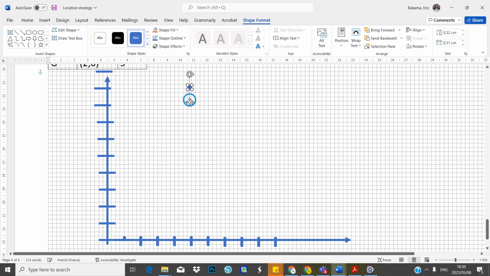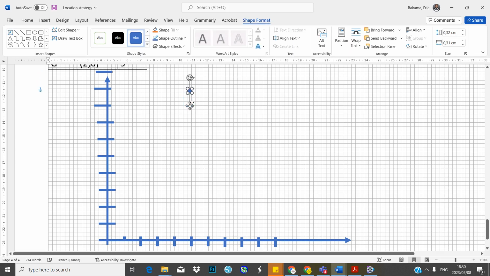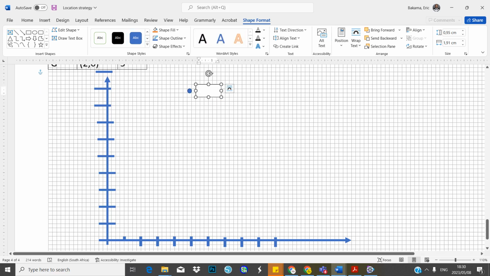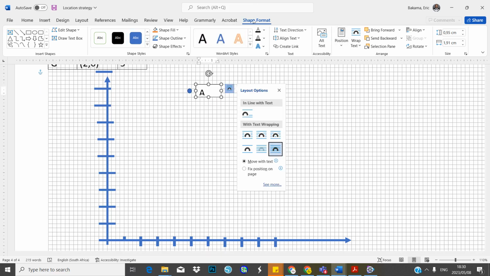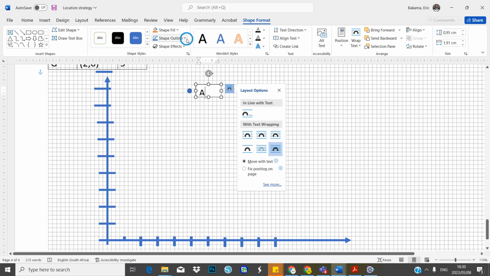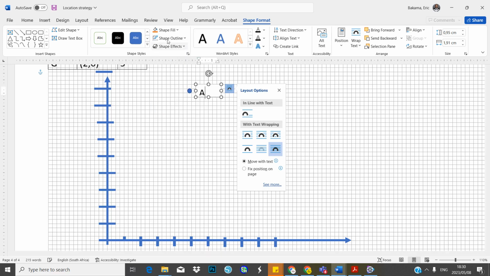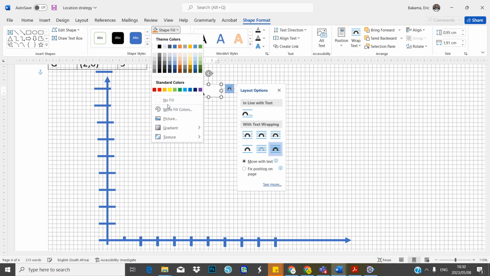So we assume that this is where we're gonna have A. So I'm gonna try to draw an A here. The shape format here, the outline is no outline, and then the fill, let me remove.